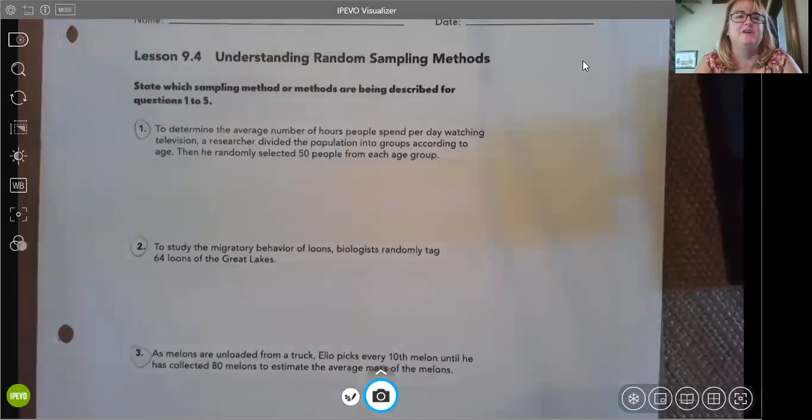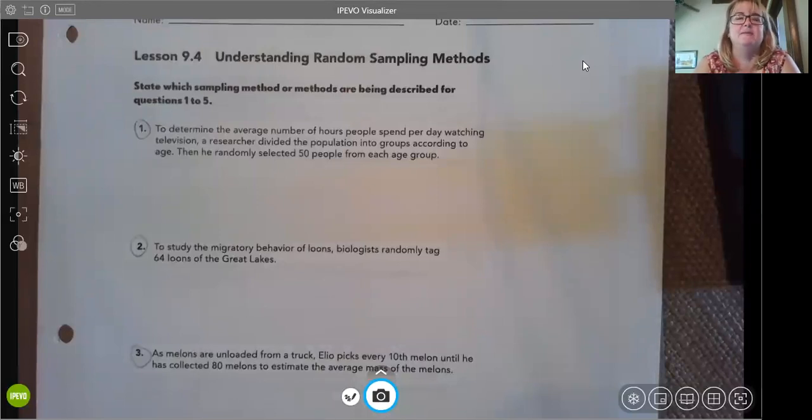Hi class, welcome to lesson 9.4, Understanding Random Sampling Methods. And we are looking at statistics, and we have been looking at different ways to display your data. And now we're going to talk about collecting data.